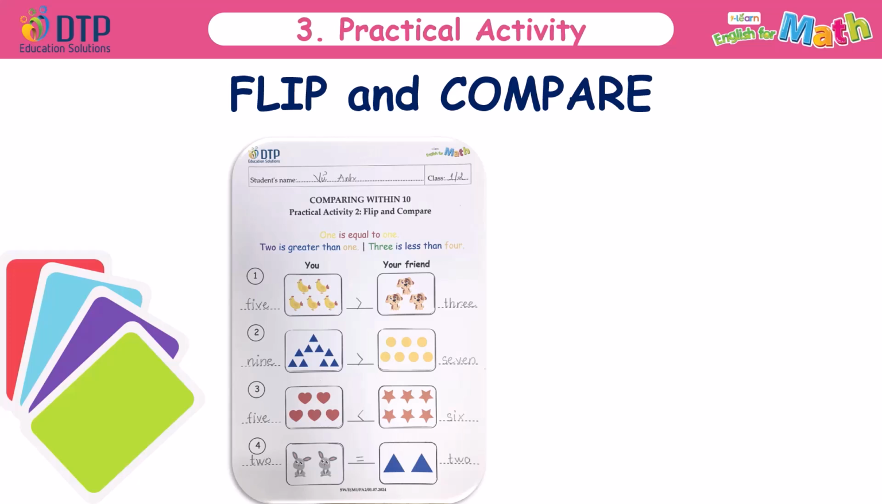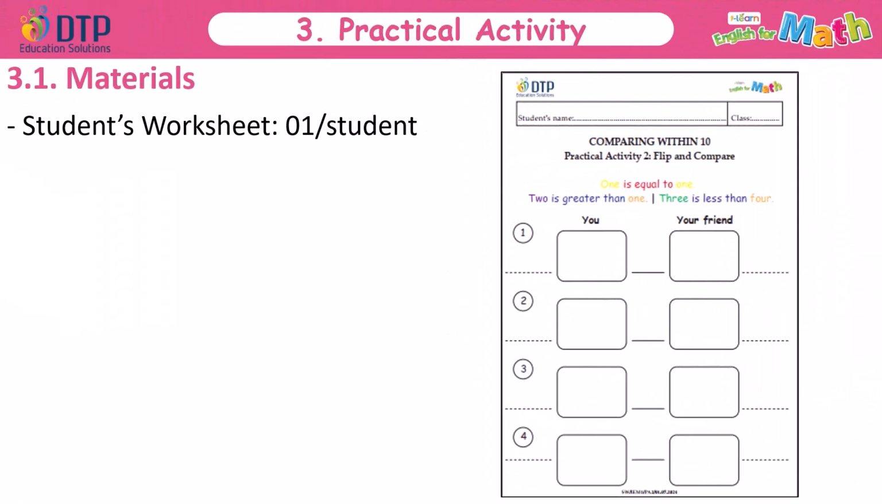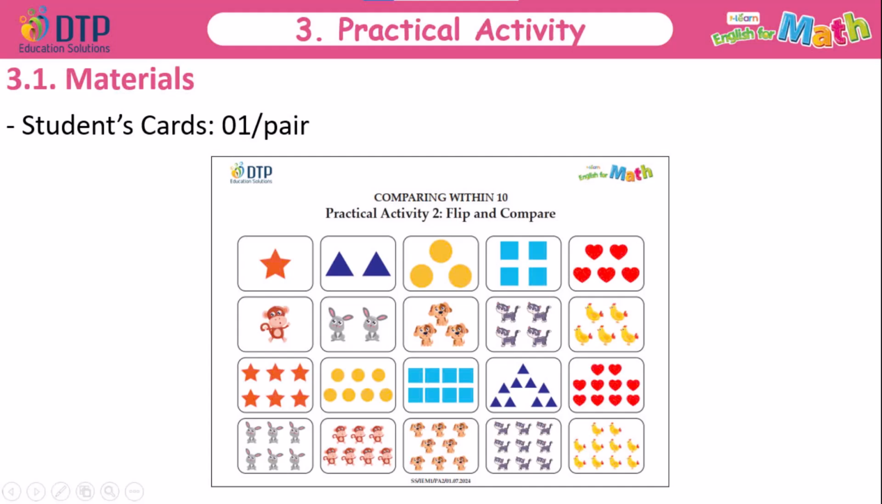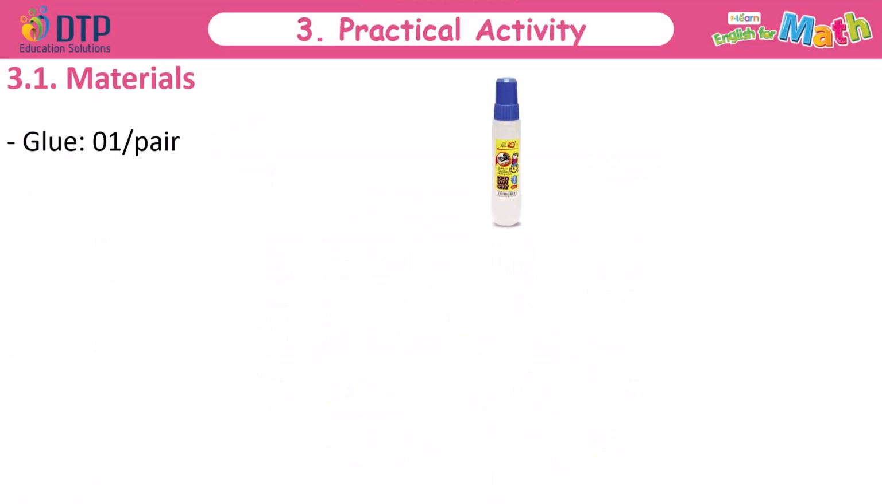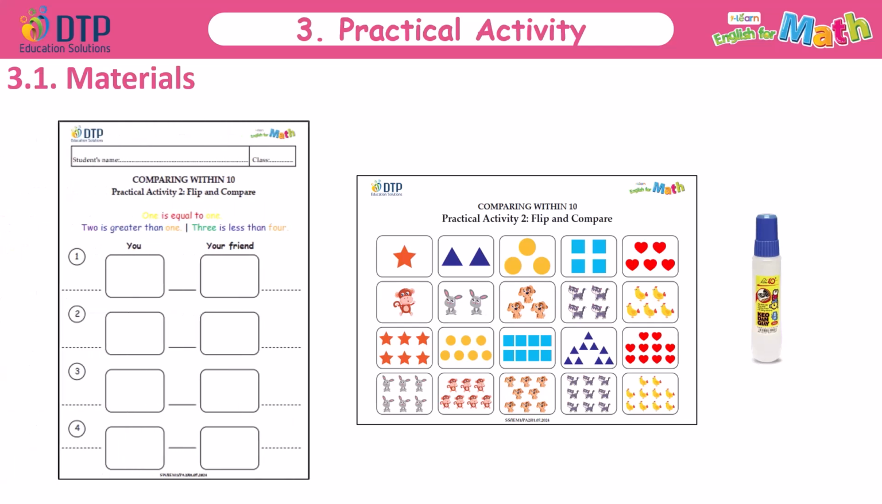Now, we are gonna move on to the practical activity, flip and compare. This most important part will take around 15 minutes and cover 3 sections: materials, instructions, and product. First, let's check the materials to ensure that the students have everything they need before diving into the instructions. As mentioned earlier, the student will need the A4-sized templates that are provided by your AO and glue.